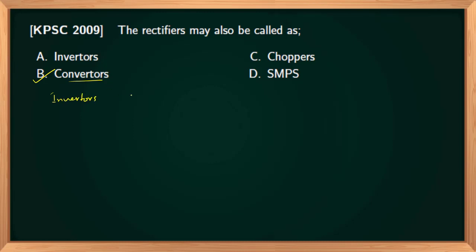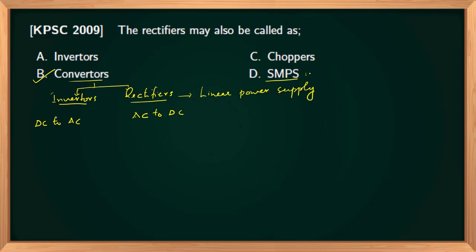Converters is a general term used for describing inverters and rectifiers. Inverters convert DC to AC, whereas rectifiers convert AC to DC. So converter is the term used for describing these types of circuits. A converter that converts DC to AC is called an inverter, and a converter that converts AC to DC is called a rectifier. We classify rectifiers as linear power supply, whereas SMPS is a switched mode power supply.